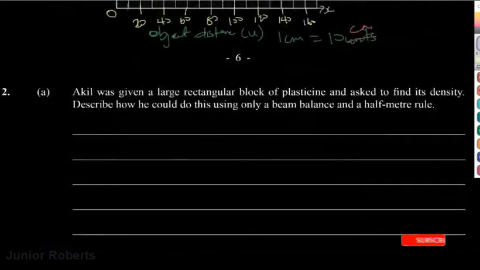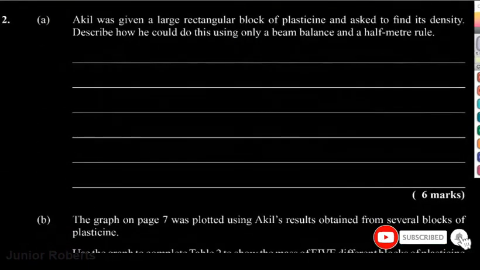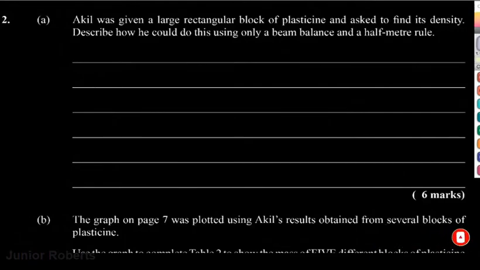Right, and question 2 now says, Akil was given a large rectangular block of plasticine and asked to find its density. Describe how we could do this using only a beam balance and a half-meter rule. So let us start to talk a little bit about density. What is density?